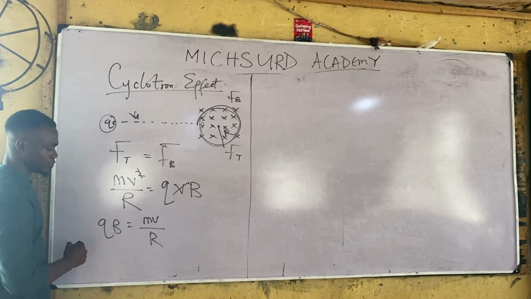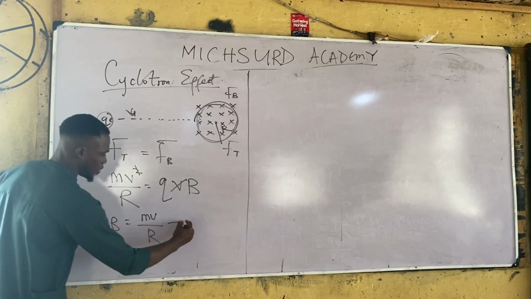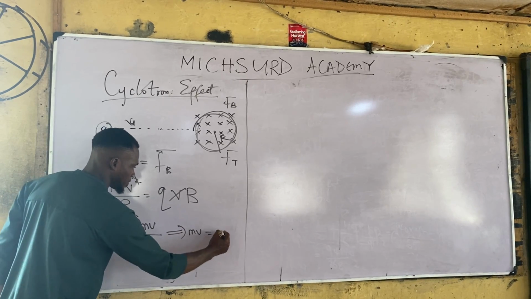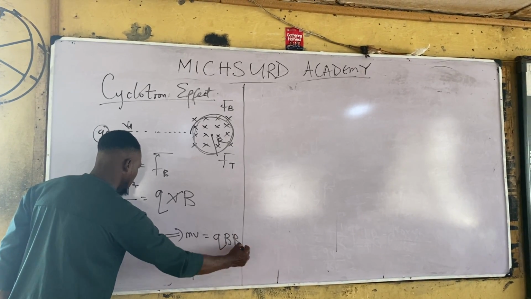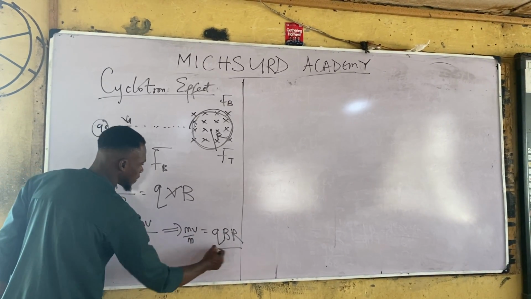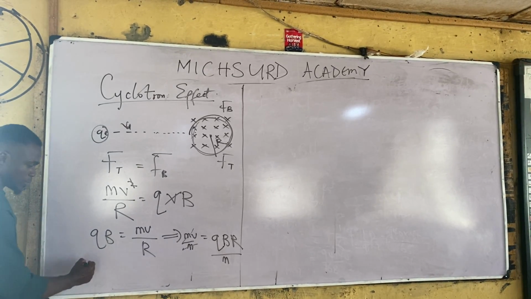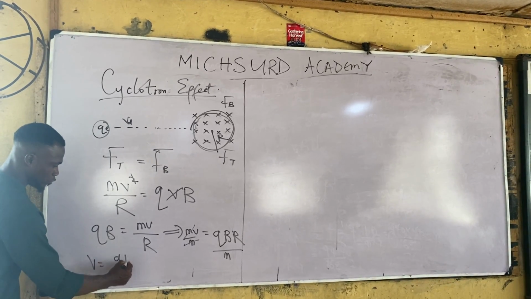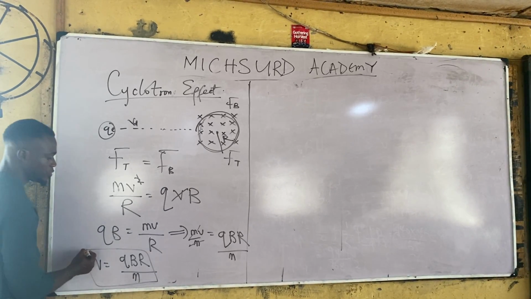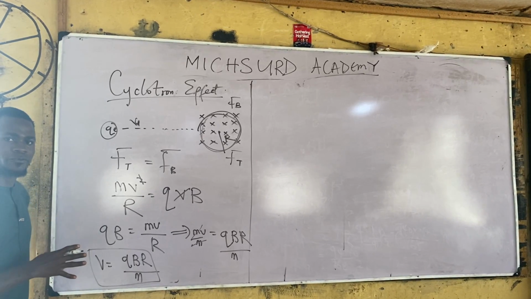So I can make v the subject of the formula. If I cross multiply, I'll have that mv is equal to qBr. So one can make v the subject of the formula. I divide through by m, so m cancels out m. So we have that v is equal to qBr all over m. That gives you the velocity of the electron in a cyclotron effect.